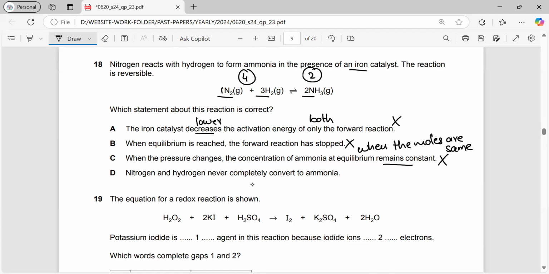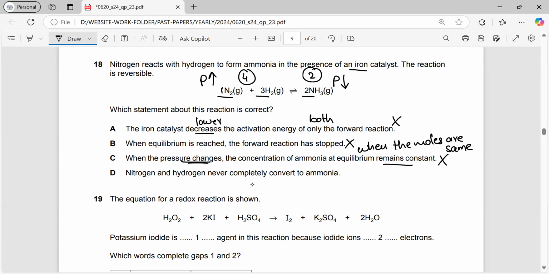The number of moles directly affects the pressure. If the moles are more, then the pressure is more. And if the moles are less, the pressure is less. So if we change the pressure, then obviously it will affect the position of the equilibrium.